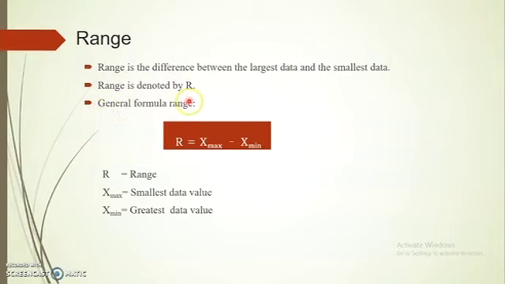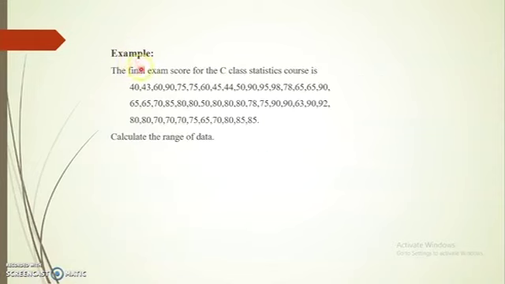The general formula of range is R = x maximum - x minimum, with R as range, x maximum as the greatest data value, and x minimum as the smallest data value. For example, the final exam scores for the C class statistics course are like this. The question in this example is to calculate the range of the data.